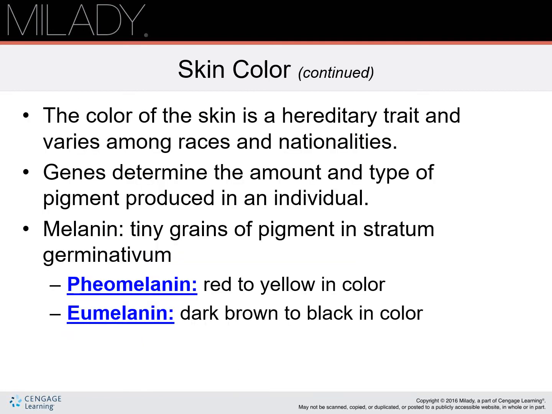The two types of melanin are pheomelanin, which is red and yellow in color. Most people with light colored skin have pheomelanin. Then you have eumelanin. This is dark brown to black in color.